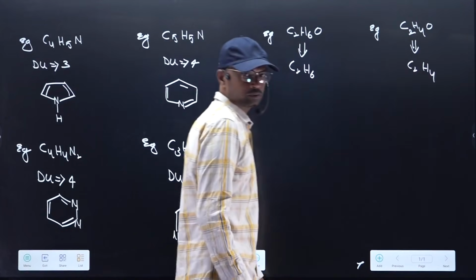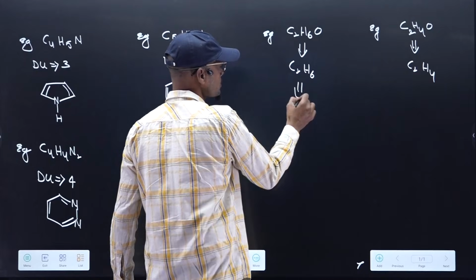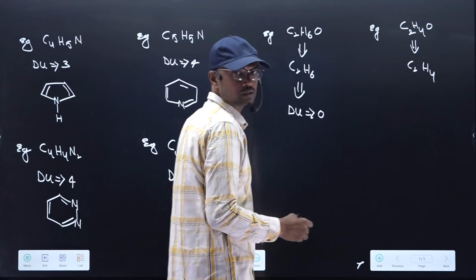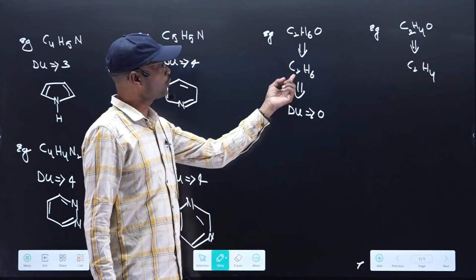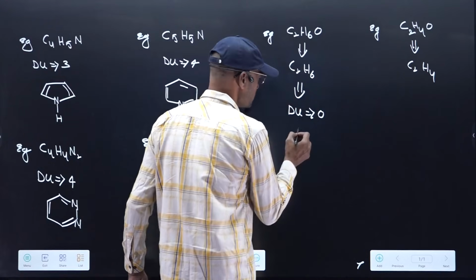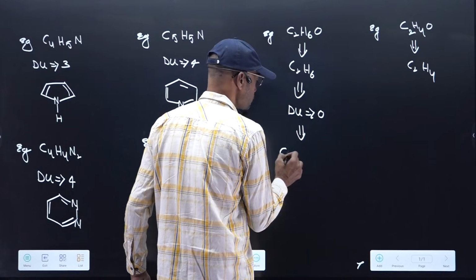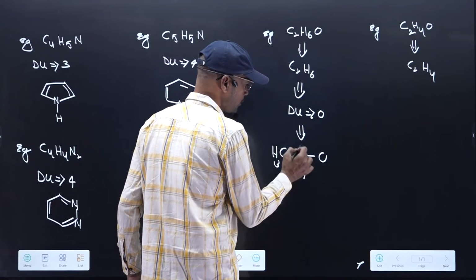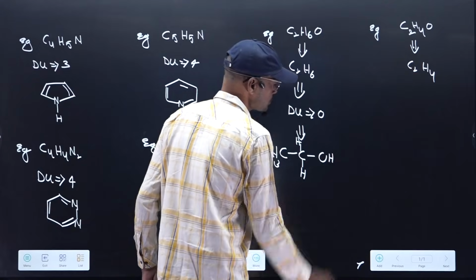What about DU for C2H6? DU is 0. Calculate. See, 2 into 2, 4. 4 plus 2, 6. 6 minus 6, 0. So 0 means, is it saturated or unsaturated? Saturated. Saturated like that. So here you write 3 hydrogens, here 1 hydrogen, and this is OH.